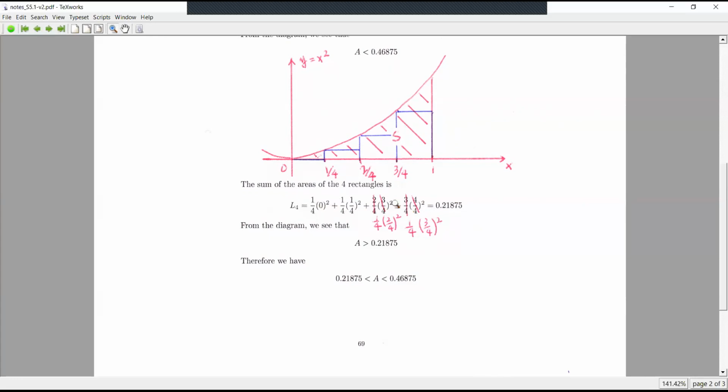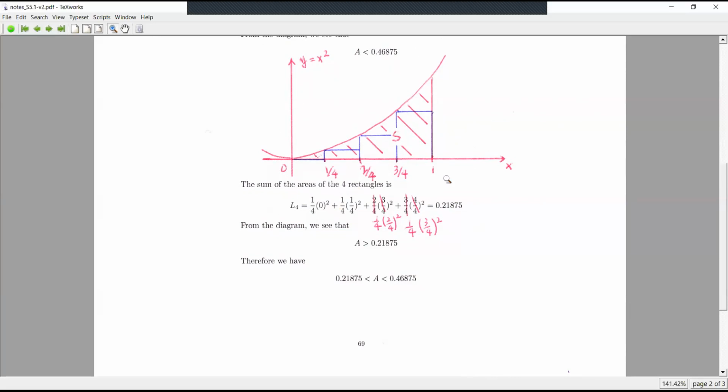The notation for this sum is L4. L means use function value at the left endpoint to build rectangles. L, left endpoint. 4 is the number of rectangles, 4 rectangles.